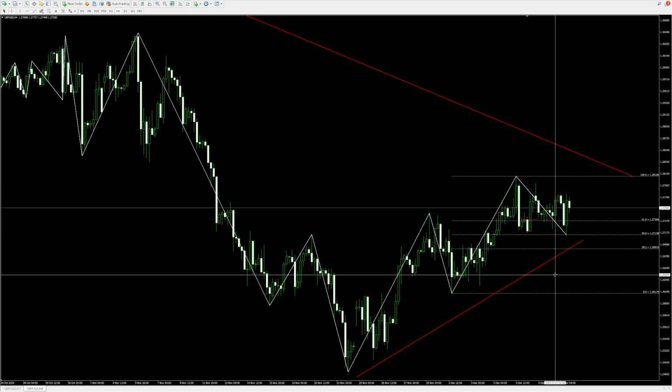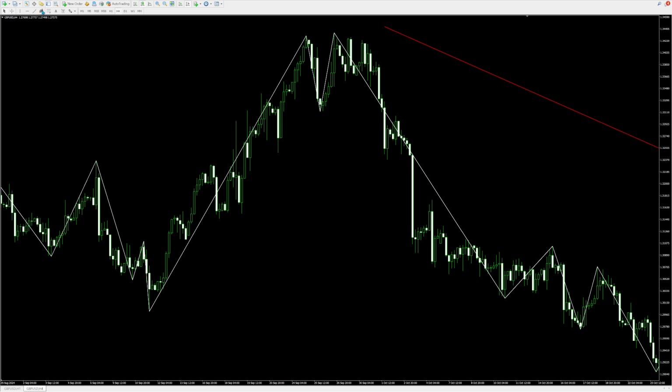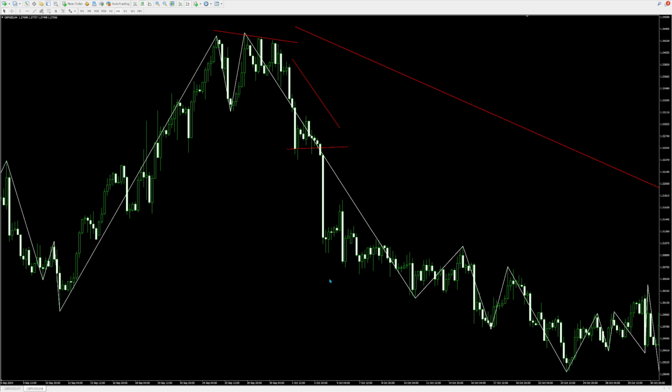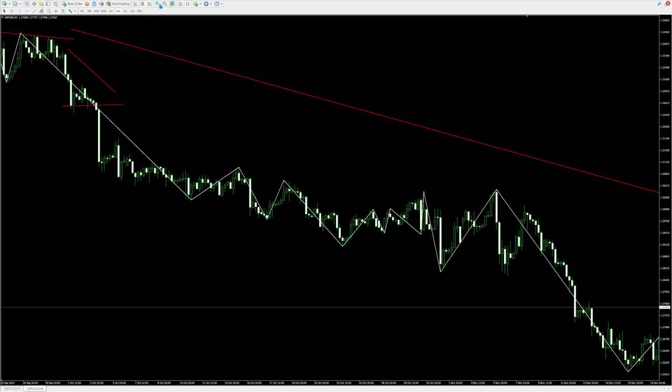I'd much rather look for something obvious, like here, for example, we see this nice resistance area, lower highs, pullback, and a good breakout off that ledge there into that downtrend. Okay, that would have been for me a trade.